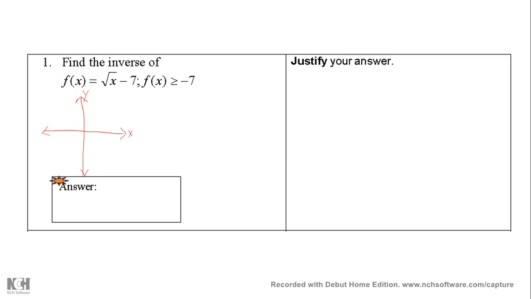If we were to graph this, it would be starting at negative 7, and it would be looking something like that. We know when we find the inverse graphically that it's a reflection over the y equals x line. So I would have to go over here, start at negative 7, and it would look something like that. Okay, everything looks good there. But now we need the equation of the curve in this case.